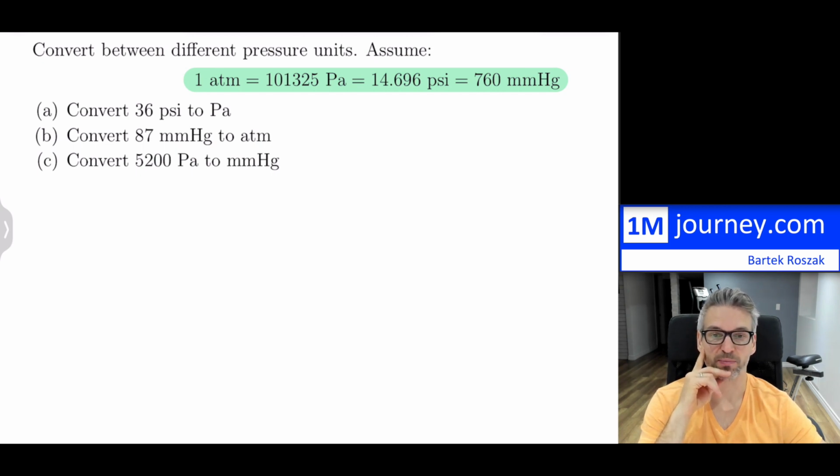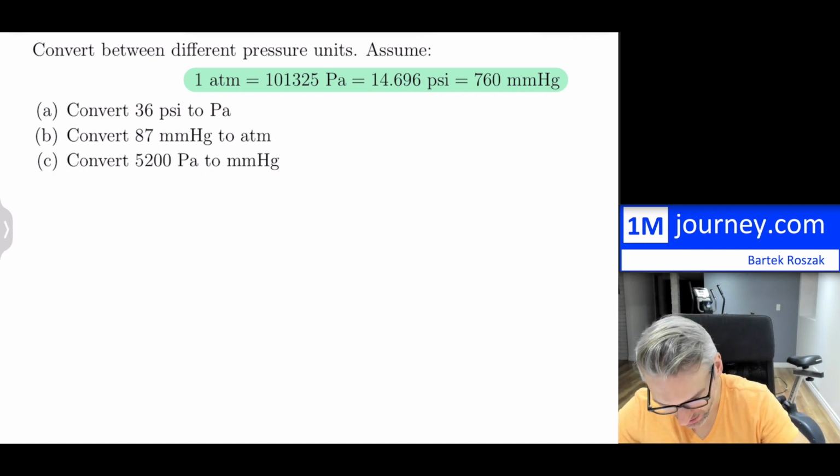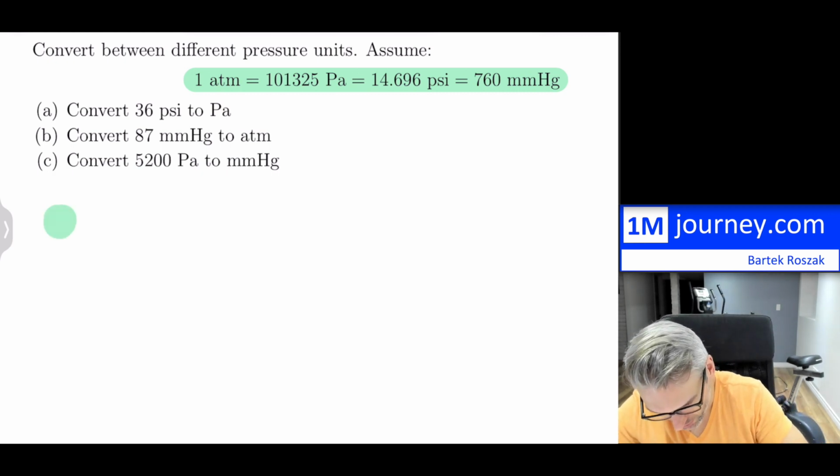If you're using pounds for your force and inches squared for your area, that's psi. And that equals 760 millimeters of mercury, which is very commonly used when measuring, for example, blood pressures. So these are four different units that we carry. Let's take a look and see how we can knock off these conversions.